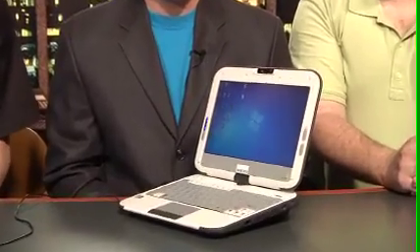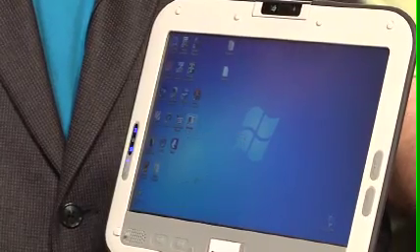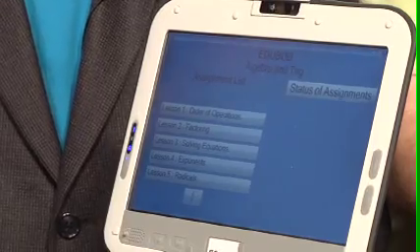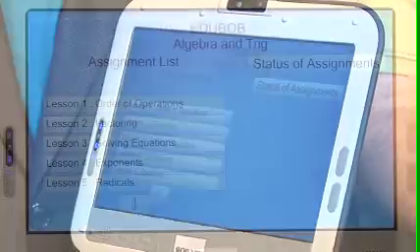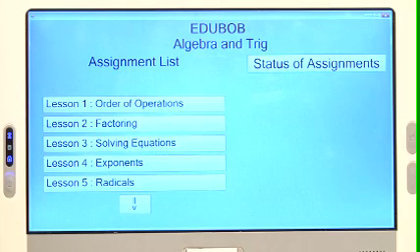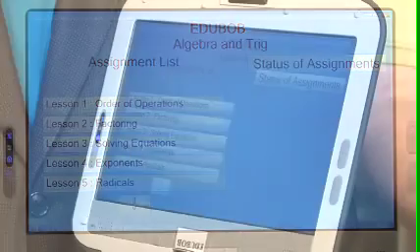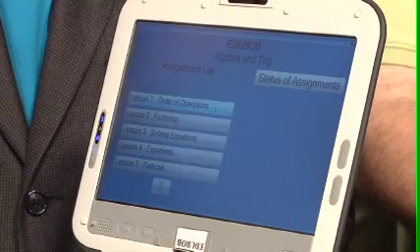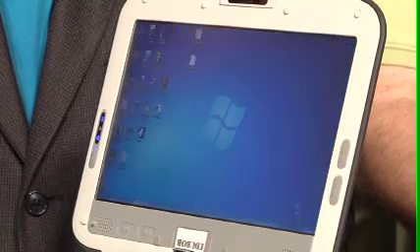Daniel? Okay, now we're going to talk about the EduBob math software. So I'm going to bring up the math software and show you the features that go into the software. Okay, this is the main screen for the EduBob math software. And here you will see our lessons, our status of assignments, and if you click this arrow, you can see more lessons. So let's go ahead and take a look at lesson 1.